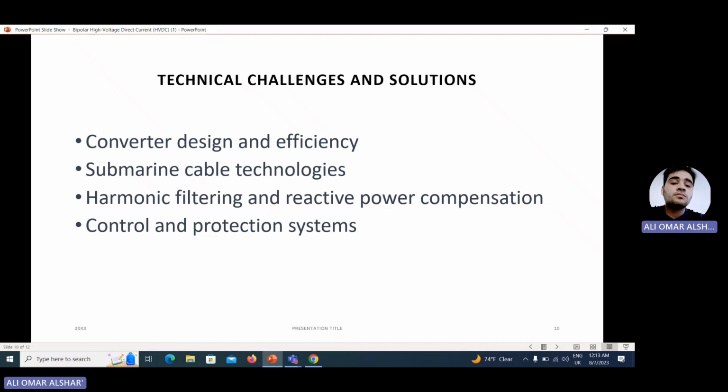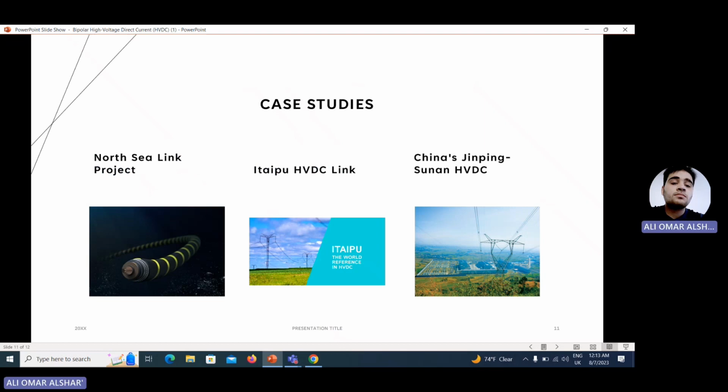Also a challenge for us is that we have harmonics in our system, and we also have reactive power compensation. Also we have the control and protection system. Yes, we control the high voltage DC lines, but that will cost us too much, and protecting them will also cost too much because these are big machines and technologies, so that will be a challenge for us. Case studies that we have here: the North Sea Link project.